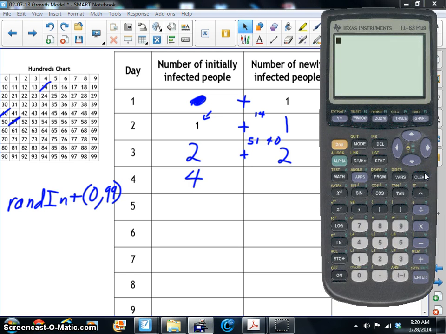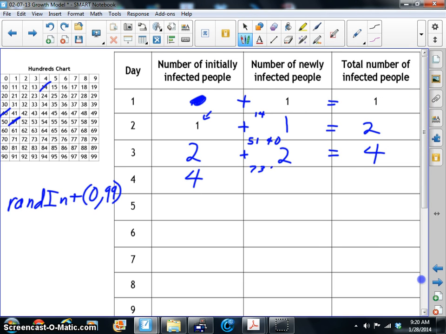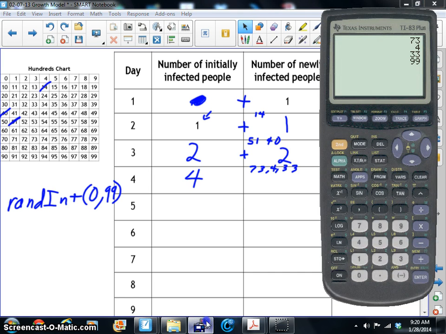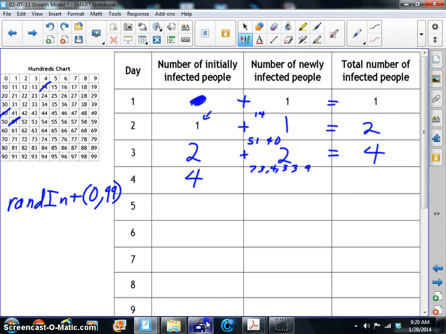Clear again. 1, 2, 3, 4. So 73, 4, 33. Who else? And 99. The very last person in town. So that's another 4 people. So that's a total of 8.